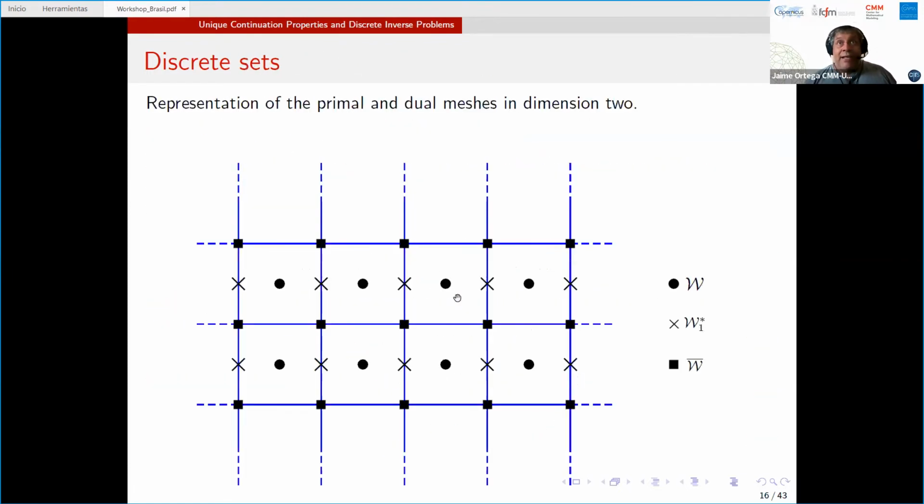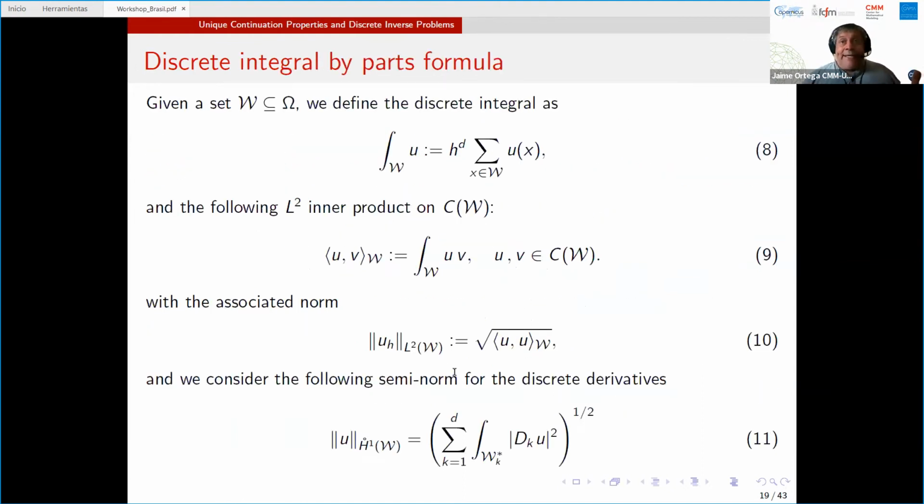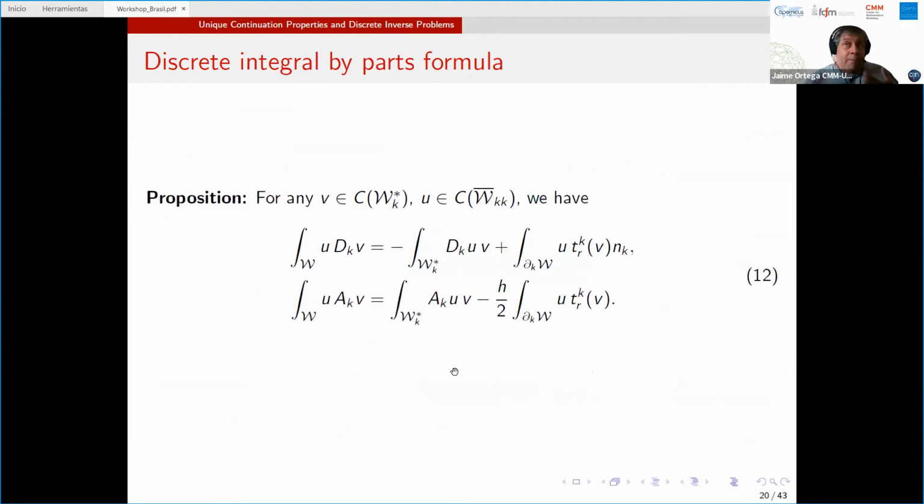This is, in some sense, I'm integrating in this black square, but when I take the mesh, I'm going to consider this other point, the x points. And this is a problem. For that reason, the computations are very hard.